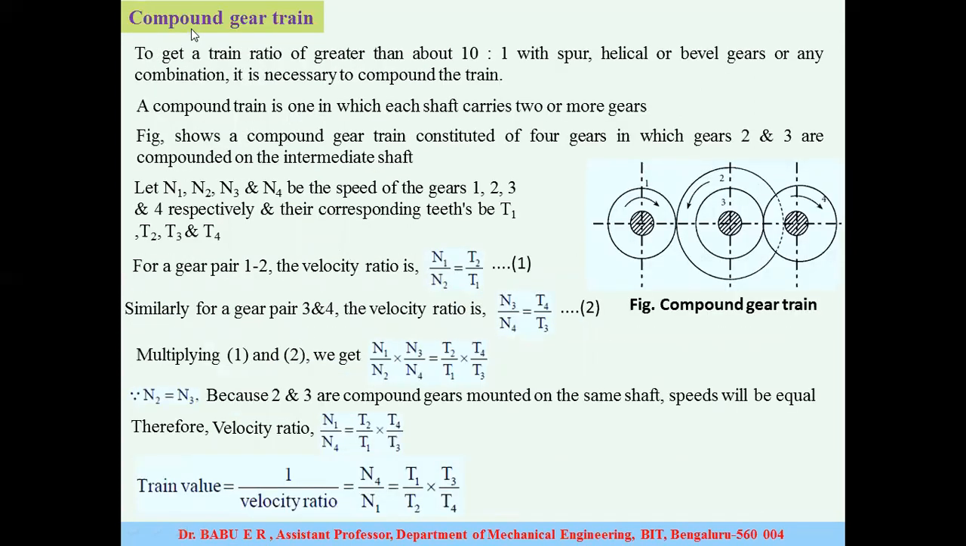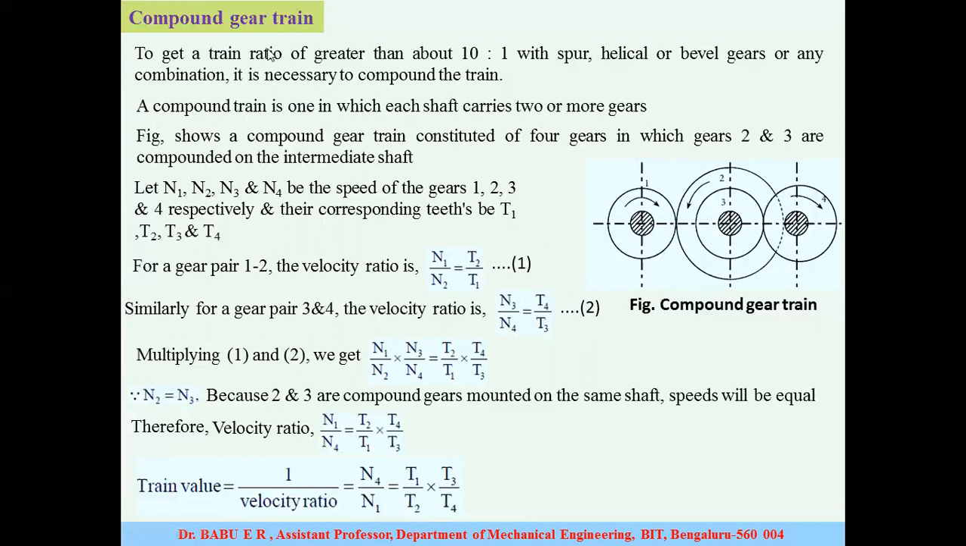Now we'll go for the second type of gear train, that is the compound gear train. In order to obtain a train ratio of greater than 10 to 1 with spur, helical or bevel gears or any combination, it is necessary to compound the train. So what do we mean by compound gear train? A compound gear train is one in which each shaft carries two or more gears. This is very important.